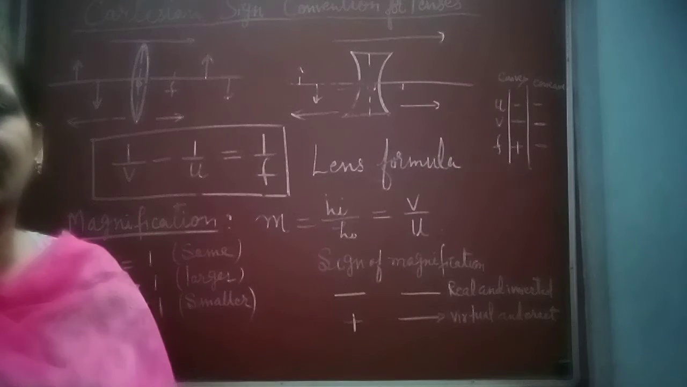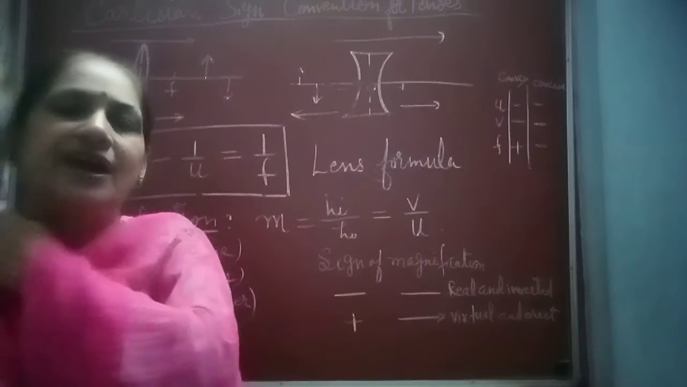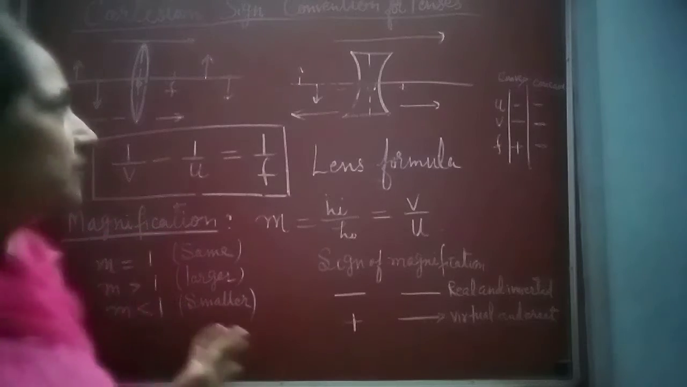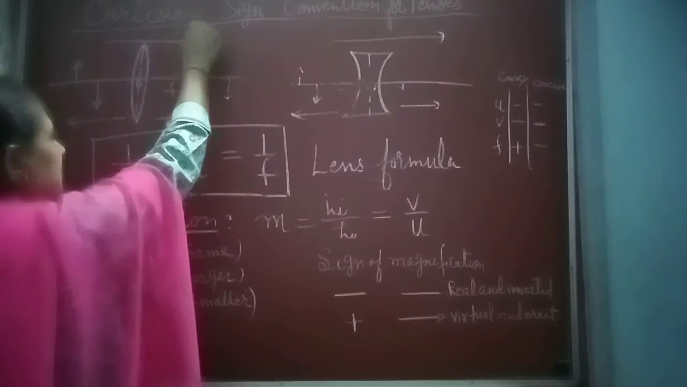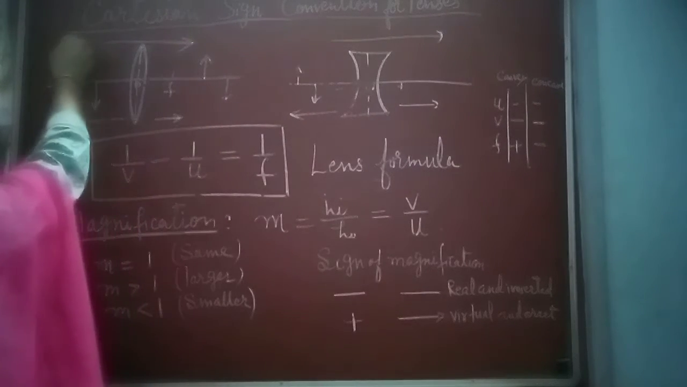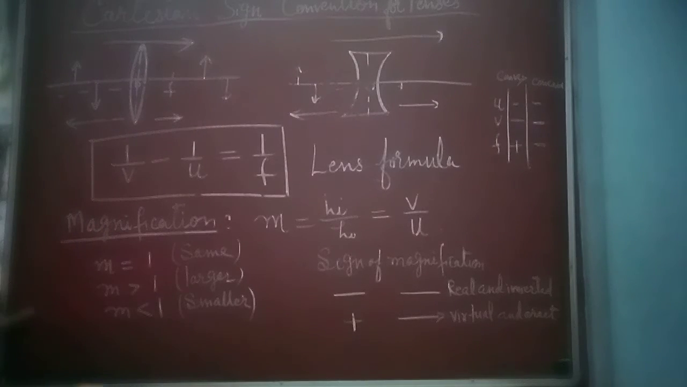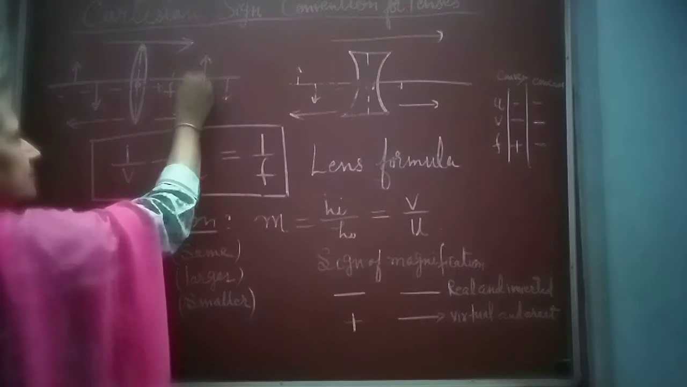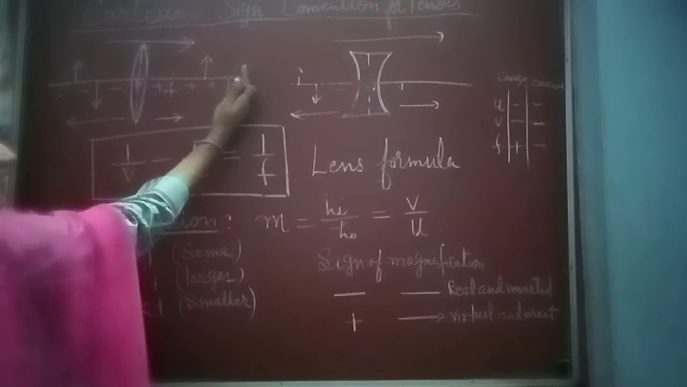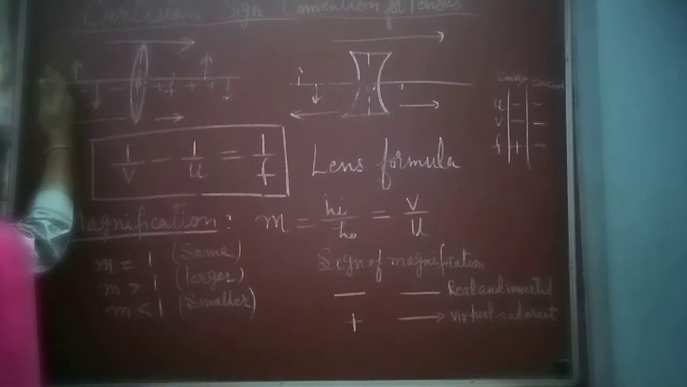Cartesian sign convention says the distances which are measured opposite to the direction of the ray. Suppose this is the direction of the light. The distances measured opposite to the direction of the light are considered to be negative, and in the direction of the light, positive. That means the distances which we measure right of the lens are considered to be positive, and left side of the lens, negative.